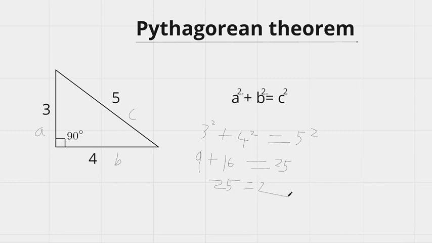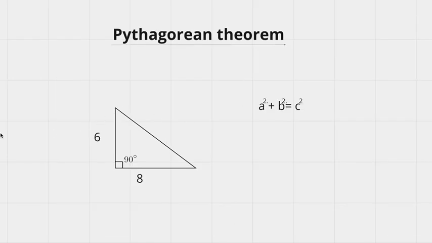So now that we see how the equation works, let's move on to a different problem. And remember, the Pythagorean theorem only works on right triangles. So let's go ahead and solve this problem. What we need to find is the hypotenuse, which is c squared. So this leg A is 6 and the leg B is 8. And we need to find c squared, which is the hypotenuse.